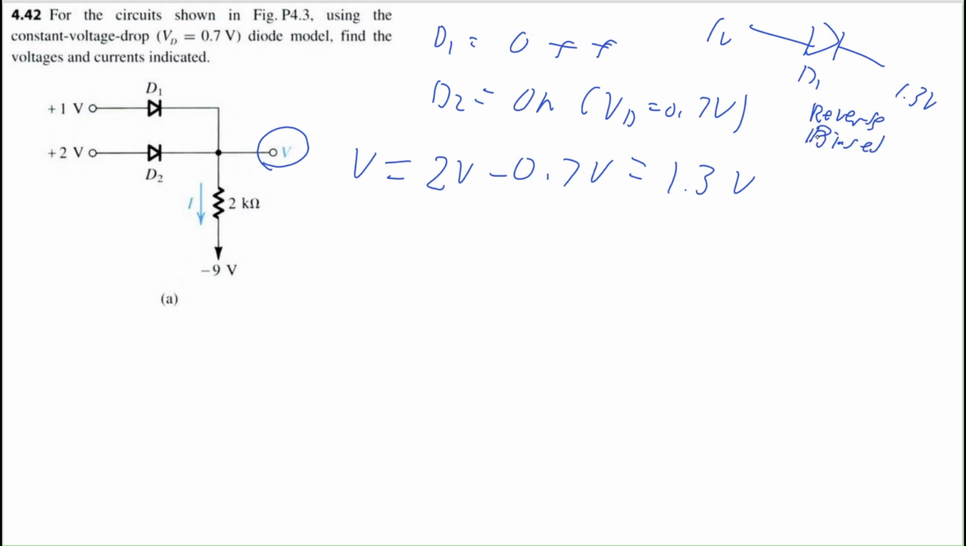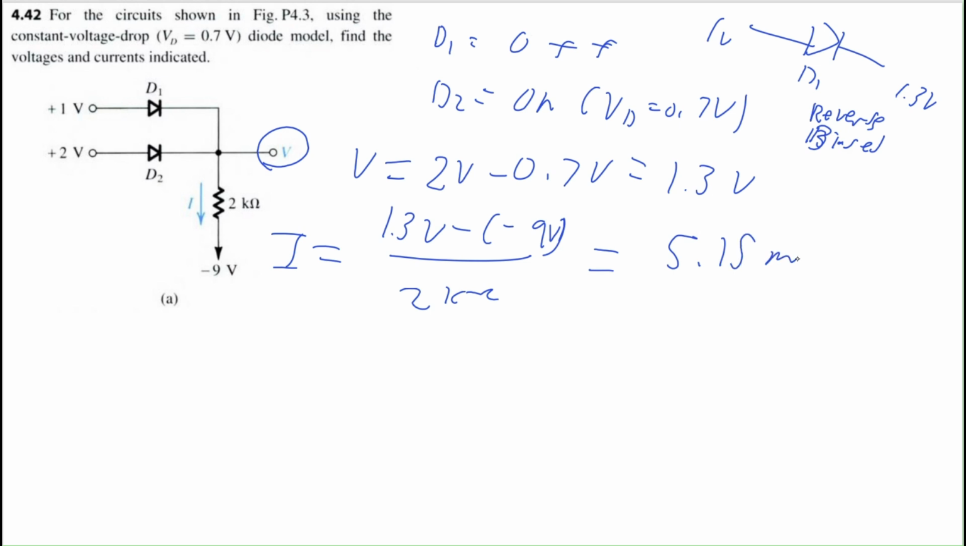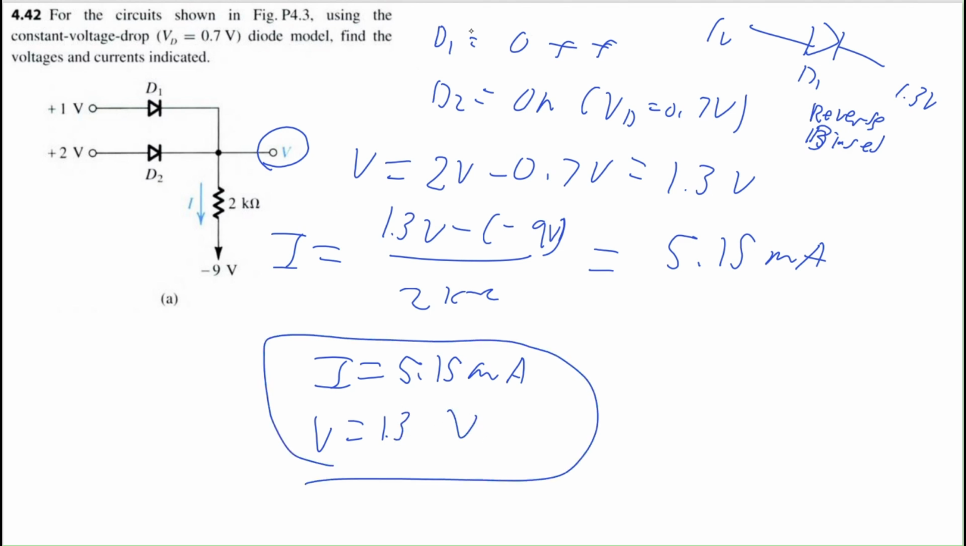Okay, now let's continue with the circuit analysis. We can solve for I using just simple nodal analysis, right? We'll subtract 1.3 volts from 9 volts. Divide that by the resistance of 2 kiloohms. That is equal to 5.15 milliamps. So we had to just double check our assumptions, make sure everything looks right, but this first problem is solved. Let's move to the second circuit.